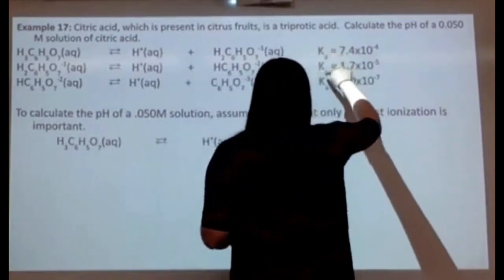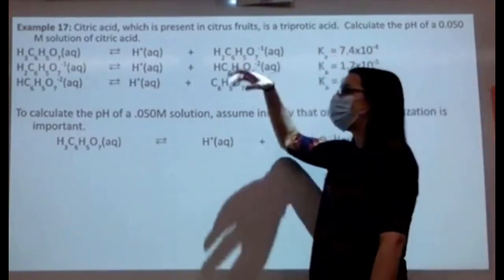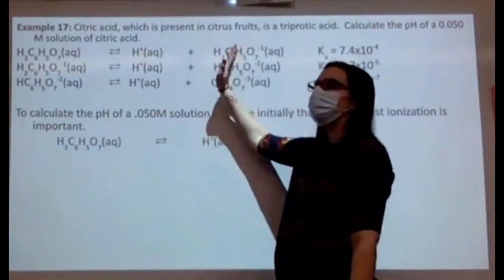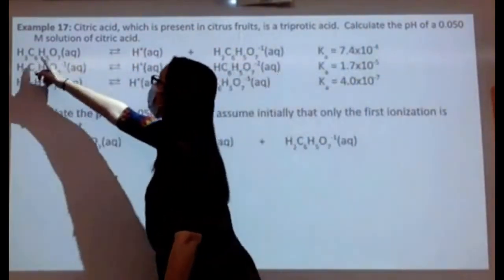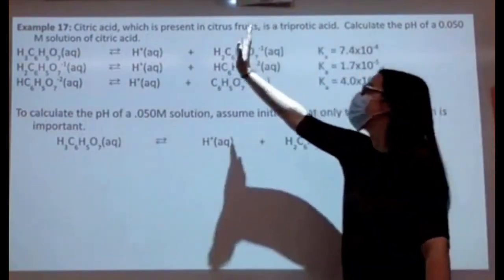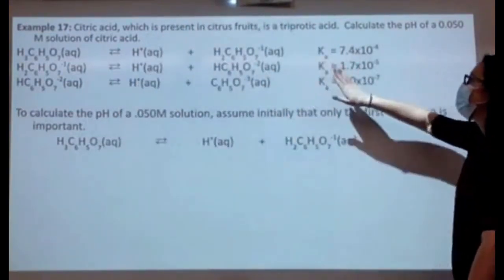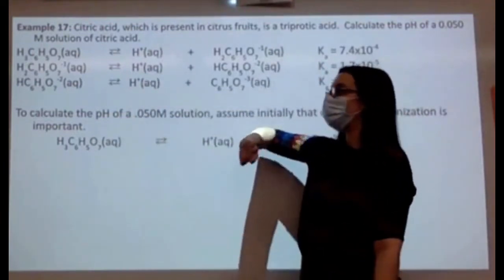The 3 Ka values represent each H that's being removed. So Ka1 represents the first H being removed. Ka2 represents the second H being removed. Ka3 represents the third being removed.